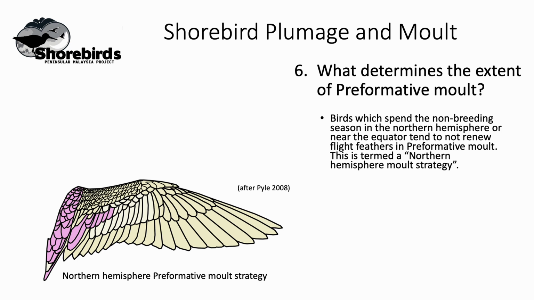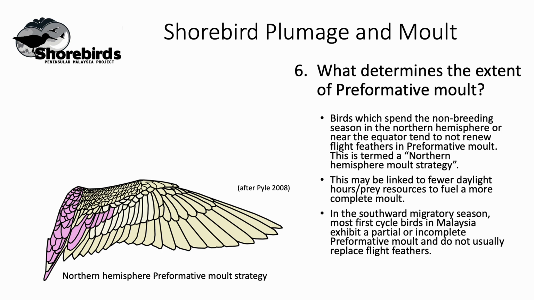So you can see that the preformative molt is not particularly extensive in the northern hemisphere preformative strategy. And the reason for this is thought to be that in the northern hemisphere, this may be linked to fewer daylight hours and therefore less opportunity to forage, less prey, less energy to fuel a more complete molt.